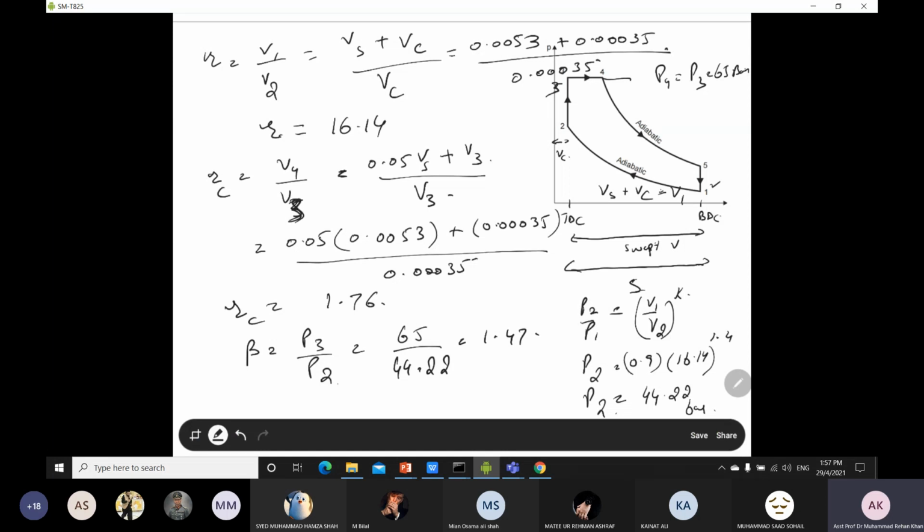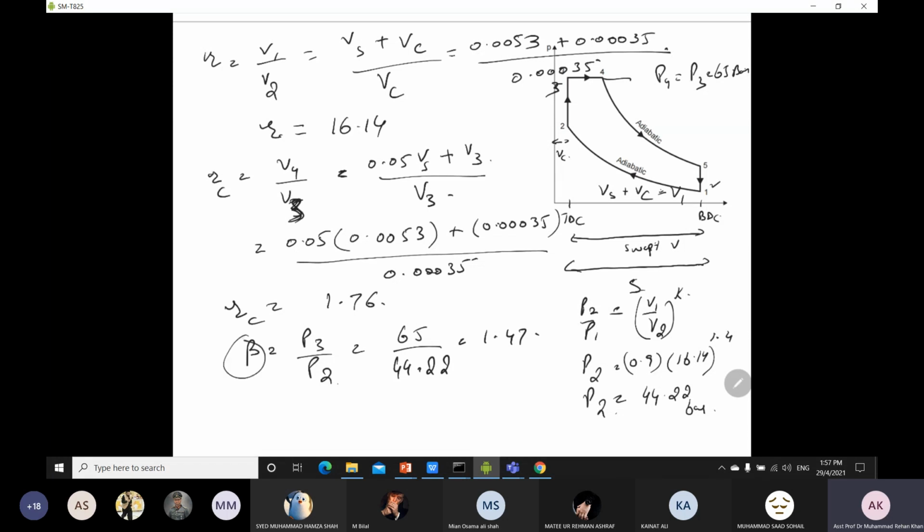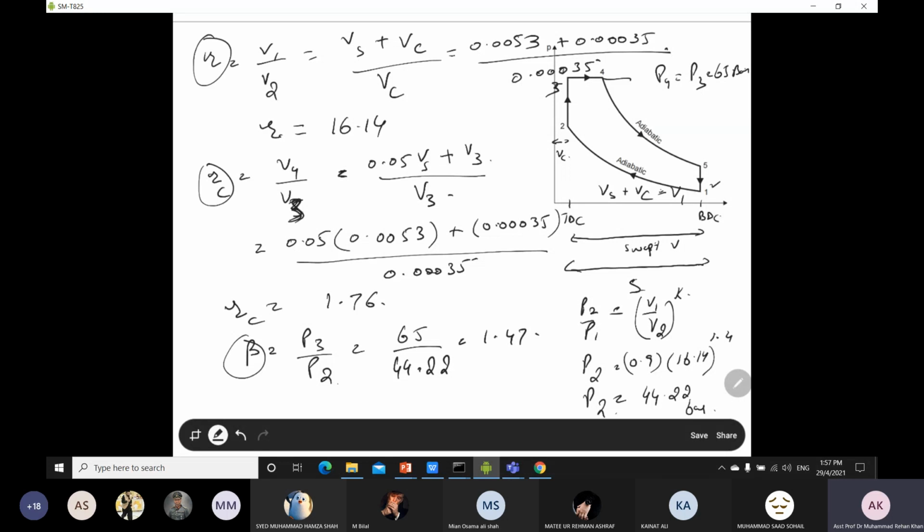Now we have all the three variables: beta, RC and R. If I have these three variables, there will be no difficulty in finding the thermal efficiency for the constant specific heat problem. So you have to note it down, then we'll move towards the next part. If you have any question you can also ask me.